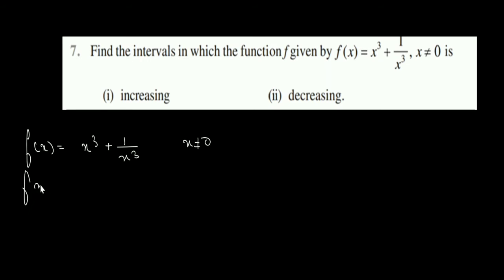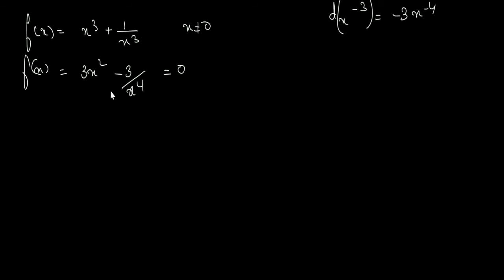So f dash of x: differentiating, it becomes 3x square minus 3 by x power 4. Here, x power minus 3 differentiates to minus 3 x power minus 4. To find the critical points, we put f dash of x equal to 0. Cross multiplying, 3x power 6 minus 3 equals 0. So 3x power 6 is equal to 3, so x power 6 is equal to 1. So x is equal to plus or minus 1.